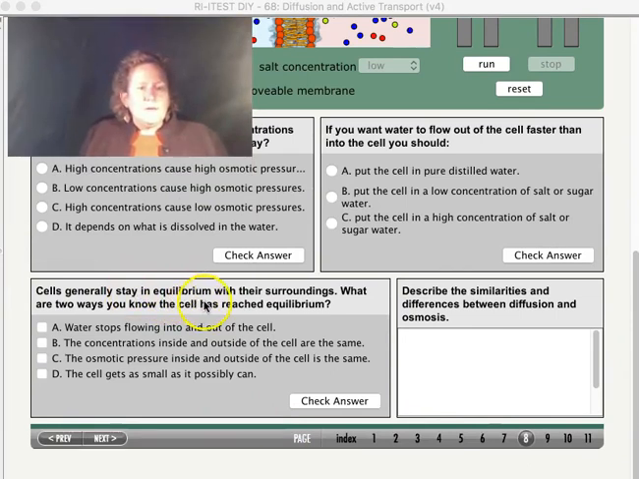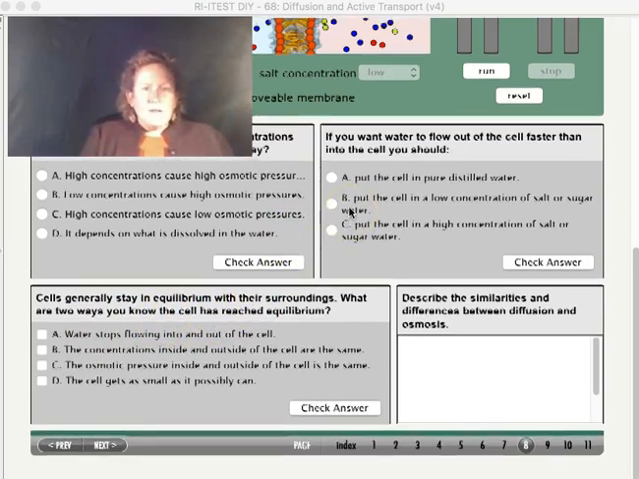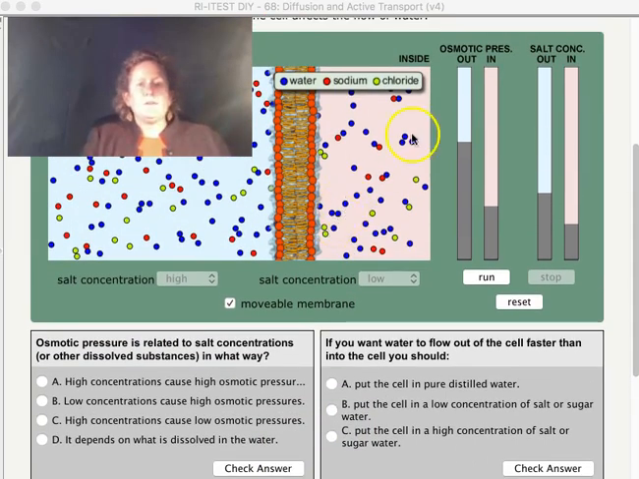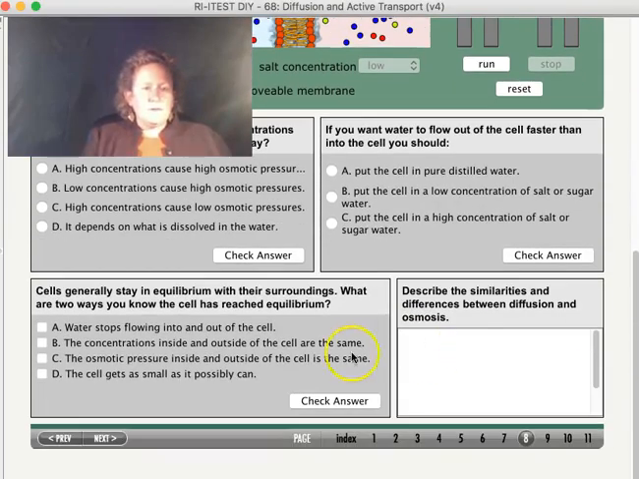Cells can generally stay in equilibrium with their surroundings. What are two ways you know that a cell has reached equilibrium? Well, let's look at what we were measuring and monitoring earlier. Here's one thing you can look at to see if a cell is in equilibrium. Here's another thing. So that's a big hint for this question down here.